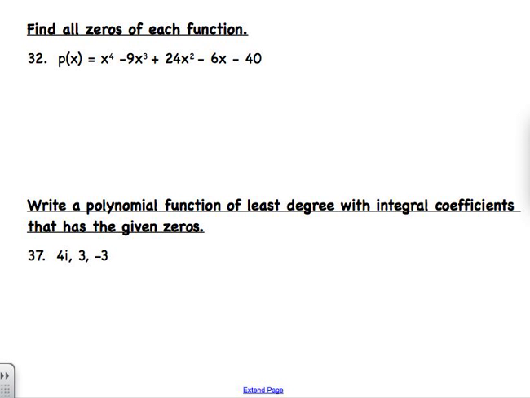Well, our first step in 32 is going to be to graph it. And what we're going to be doing is looking for where it crosses the x-axis. In 32, our graph crosses in two spots, x equals 4 and x equals -1.